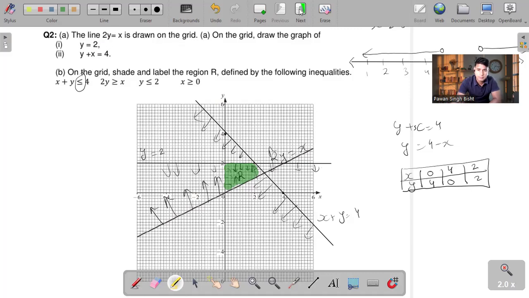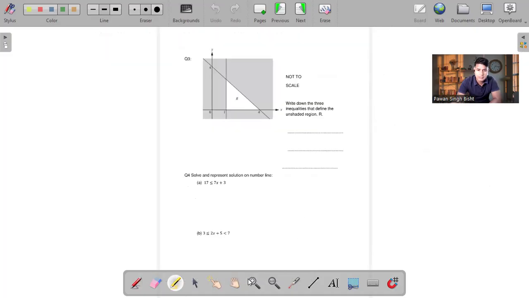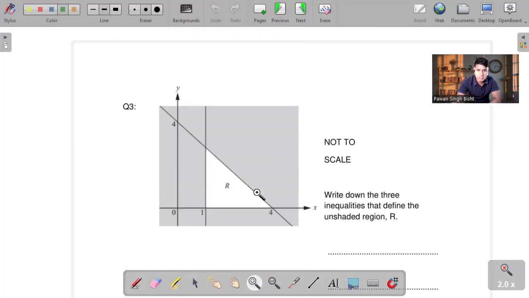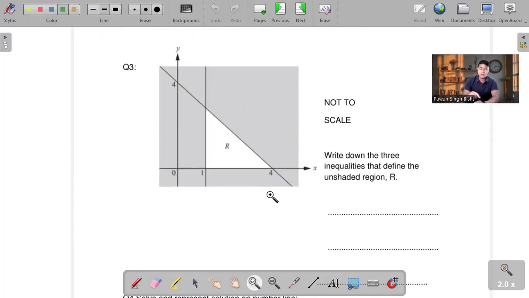Okay, next question. Again this question is from linear programming. Now this type of question can also be asked here. In the previous question, as you can see, we solved the inequalities, right? And we did a linear programming question. We found the shaded region. In this question, you have to find the inequalities which satisfy the unshaded region R. You see the region R in the middle. This one, I have to find the three inequalities which satisfy this condition.